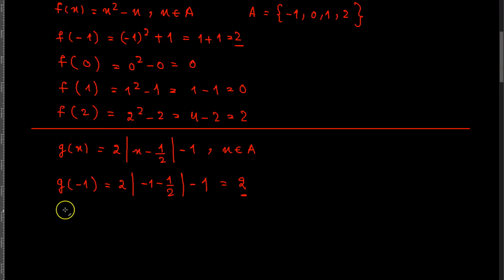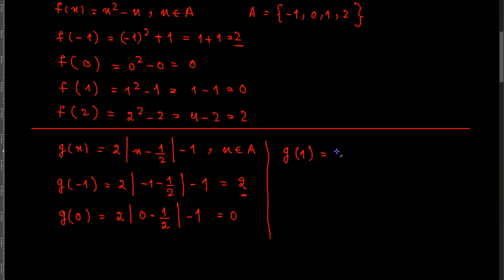Now g of 0 is equal to 2 times the absolute value of 0 minus 1/2, minus 1. So this becomes positive 1/2 when it comes out of the absolute value function. 2 times 1/2 is equal to 1. 1 minus 1 is equal to 0, which is the same output here. Now if you calculate g of 1, that gives you 2 times the absolute value of 1 minus 1/2, minus 1. 1 minus 1/2 is equal to 1/2, so 2 times 1/2 is equal to 1, and 1 minus 1 is equal to 0, the same output here.